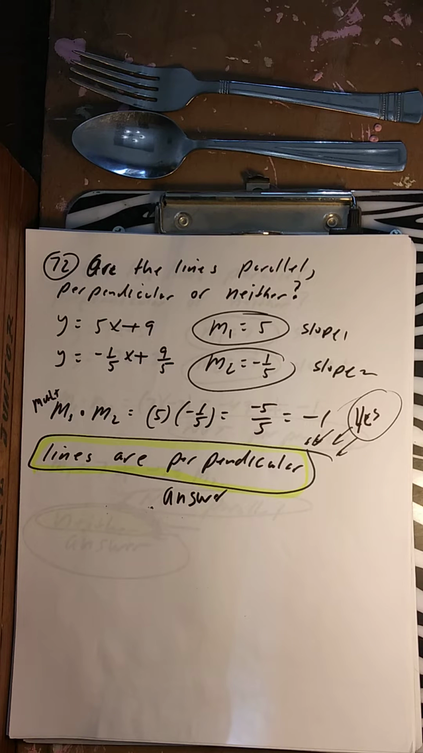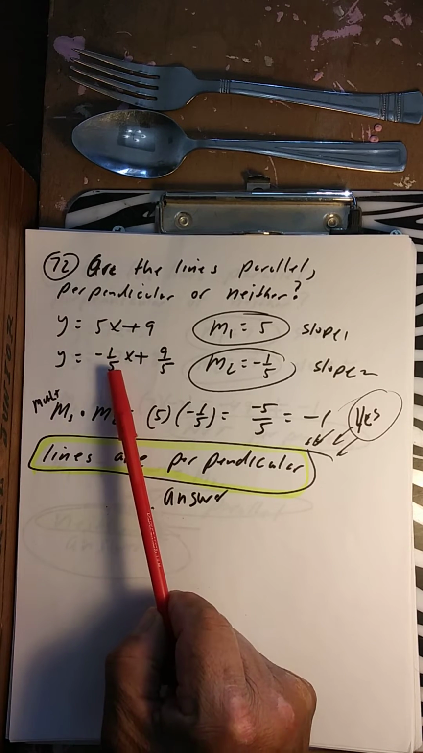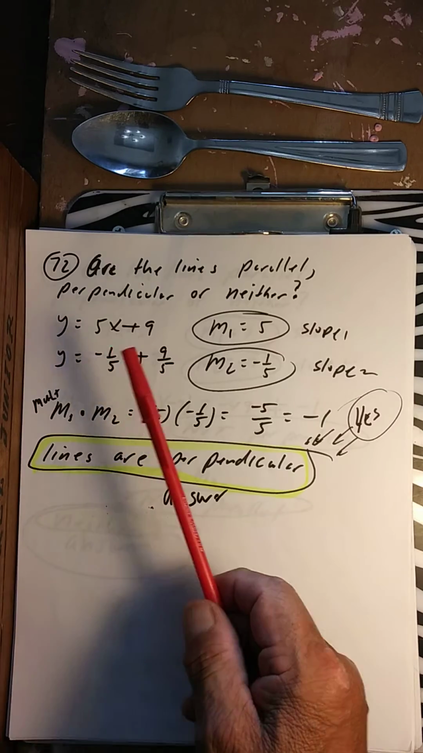Are the lines parallel, perpendicular, or neither? All right, let's look at the slopes. The slopes here are 5 and -1/5. So now, there are the slopes.